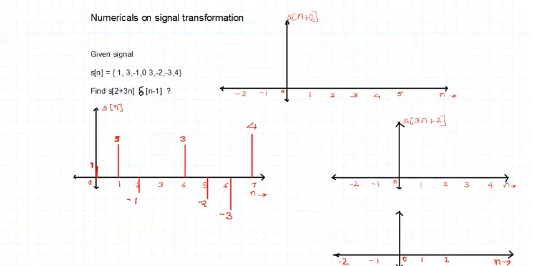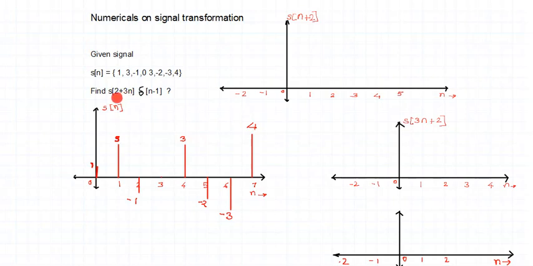Once this is done, what is the next step we have to do? Now we have to identify what are the operations hidden in the signal. So what are the operations hidden? So 3 multiplied by n, any constant multiplied with the time indicates it's a scaling operation. So you are going to scale the signal. And there is a plus 2 done with the signal. It means that there is shifting.